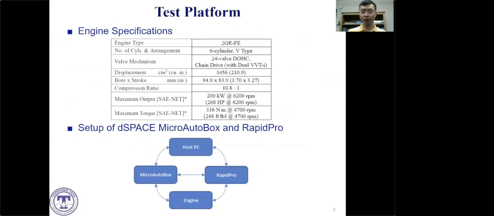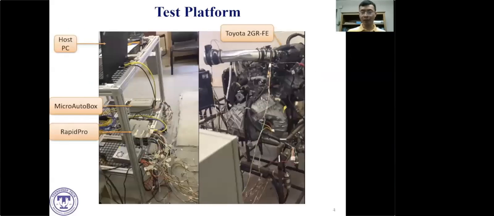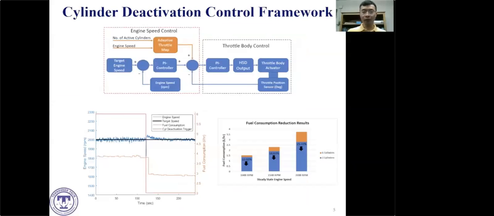The engine control system is developed based on dSPACE MicroAutoBox and RapidPro. This is a snapshot of this engine platform. The cylinder deactivation control framework aims to produce the same amount of engine power with different numbers of active cylinders while still maintaining engine smoothness. Our engine deactivation control framework consists of 2 stages. The first stage is adaptive engine speed control. The second stage is the throttle body control.